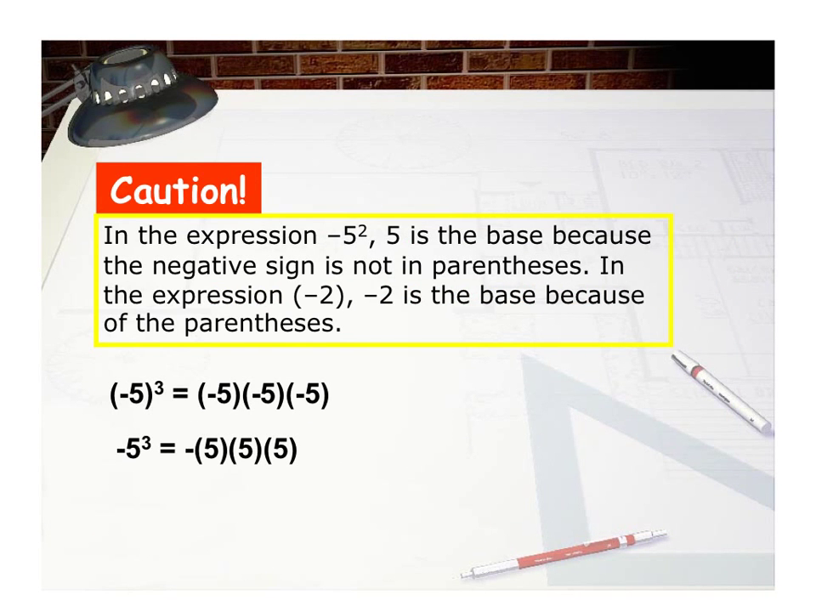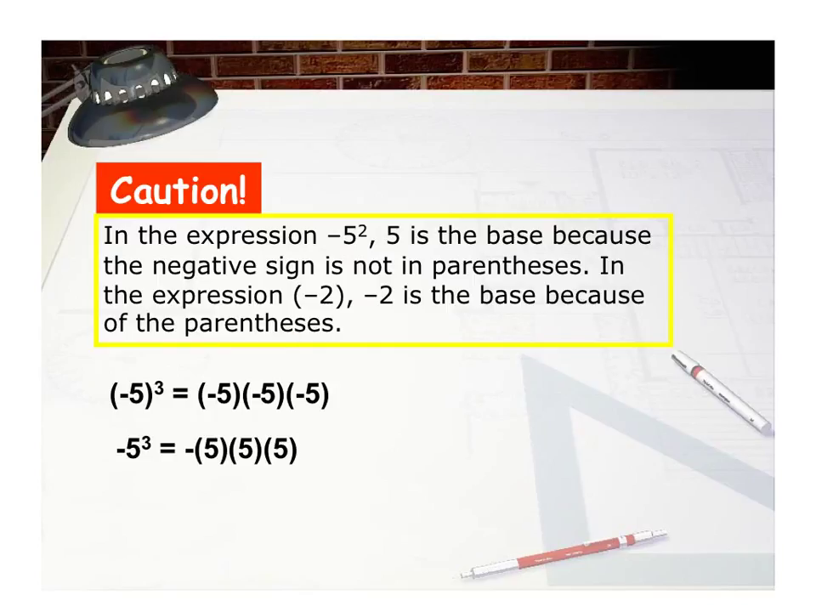You probably have quite a bit of experience working with integers and with exponents by themselves, but probably not a ton with the two together. So one thing to be aware of is when we start looking at negative numbers that are squared. In this example, negative 5 squared, 5 is the base because the negative sign is not in parentheses. However, in the expression negative 2 in parentheses, negative 2 is the base because of the parentheses.